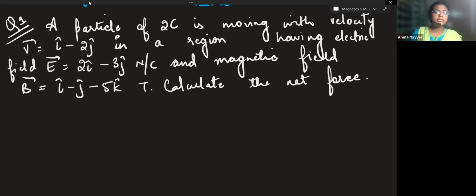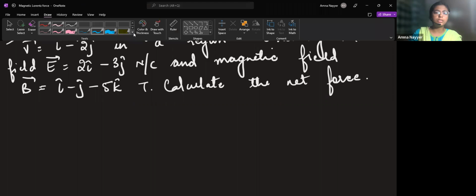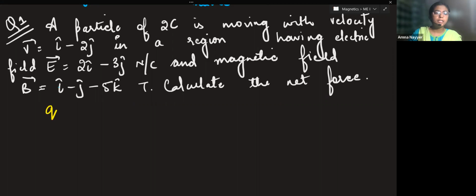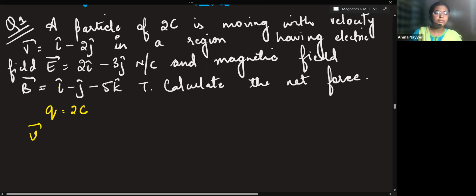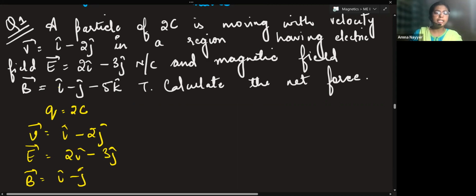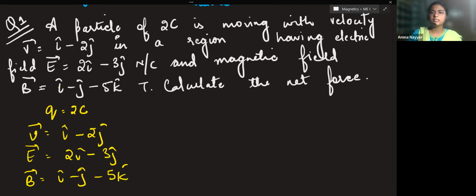So here, the charged particle is 2 coulomb, Q is 2 coulomb. Velocity is I cap minus 2 J cap. Electric field is 2 I cap minus 3 J cap. And magnetic field is I cap minus J cap minus 5 K cap. This much is given to us. Now we have to find out the net force.